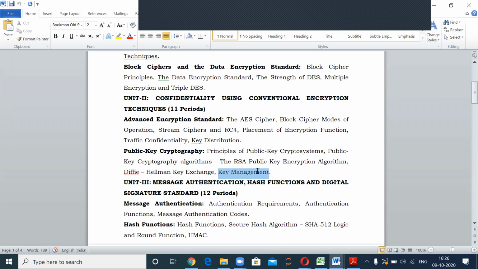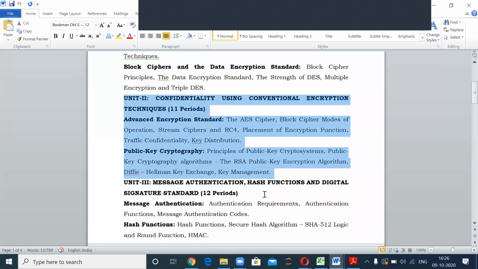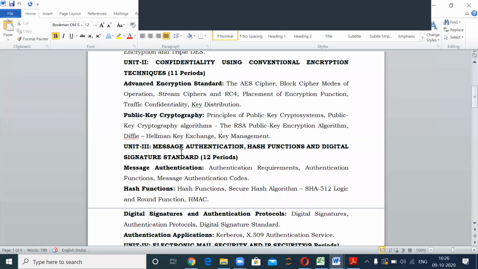Next, the key management. In public key cryptography, how the key management can be done. That's the two ways: public key distribution, and how the session key can be shared between the sender and the receiver. So these are the concepts in the second unit, right? In the next class, I will start the third unit.